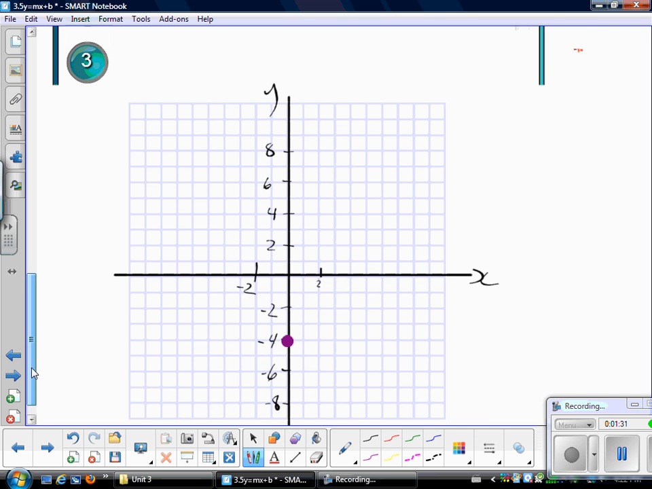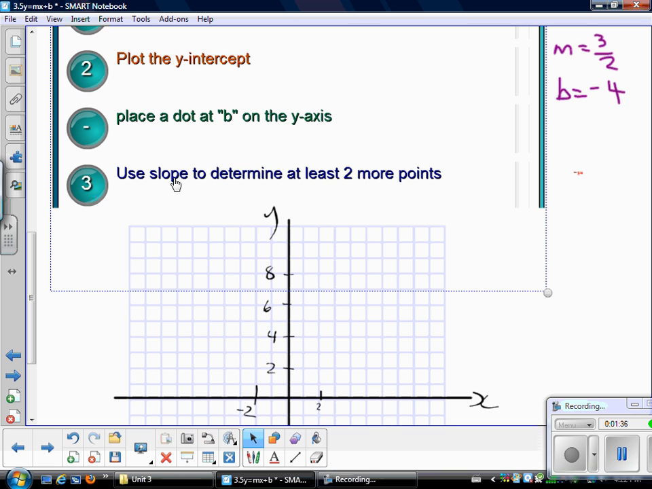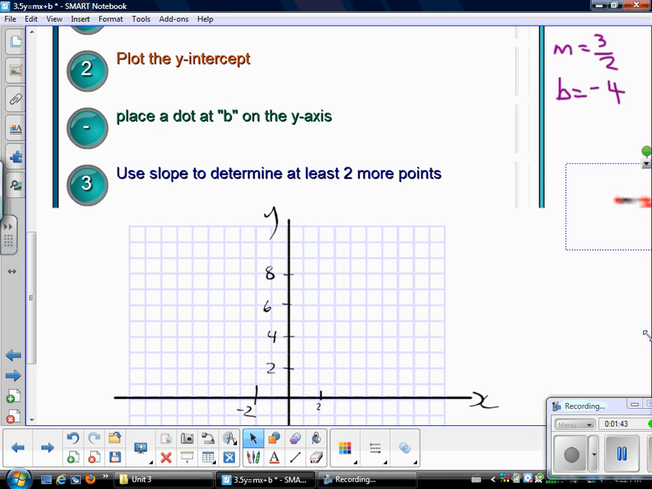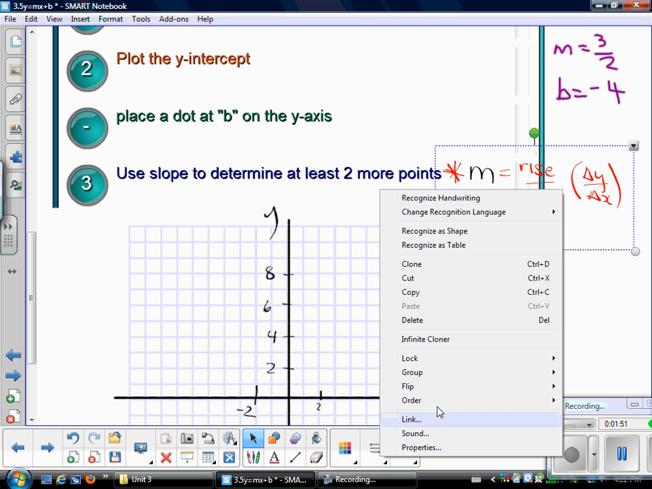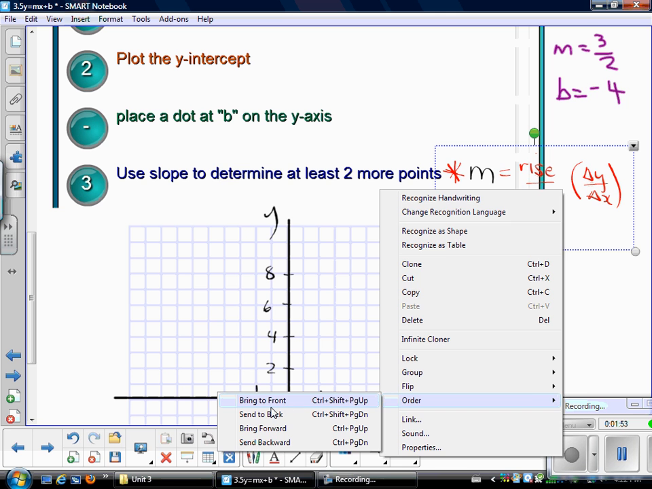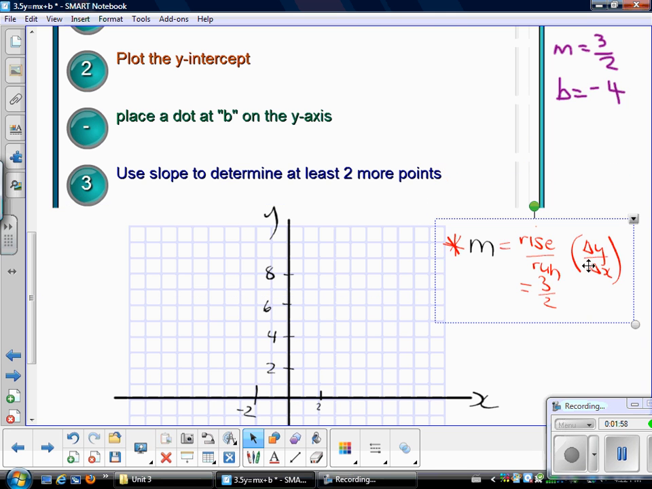Then it says use slope to determine at least 2 more points. Well, my slope in this example is rise over run, which is delta y over delta x. And we know in this case that that is 3 over 2. So it means I'm going to rise 3 and run 2. So rise 3, run 2.